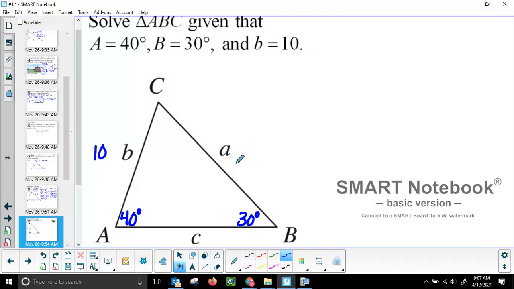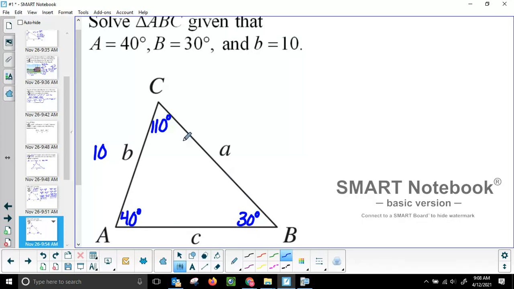All right. So here I've filled in all of the pieces that were given to us. Of course, whenever you're given two angles, the easiest piece to find is your third angle. So 40 and 30 make 70. So if we all have to add to 180, then this has to be 110. Obviously not drawn to scale, right?